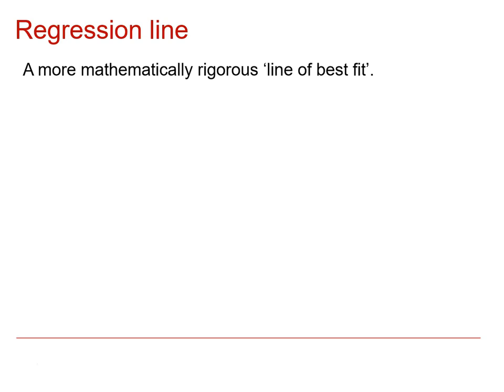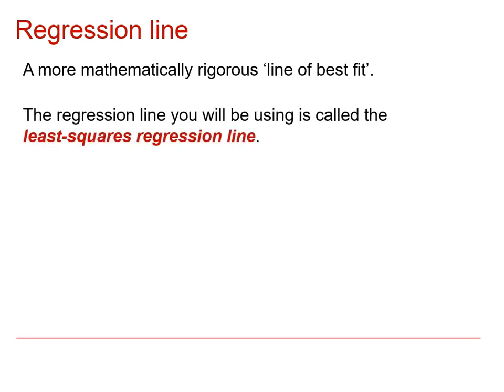So a regression line is a more mathematically rigorous line of best fit. In actual fact, you could consider a line of best fit to be a visual estimate of a regression line. The regression line you'll be using is called the least squares regression line. You'll find out why it's named that in video 3.3. But other methods for regression lines also exist. This is the simplest one and the one you'll be expected to use.